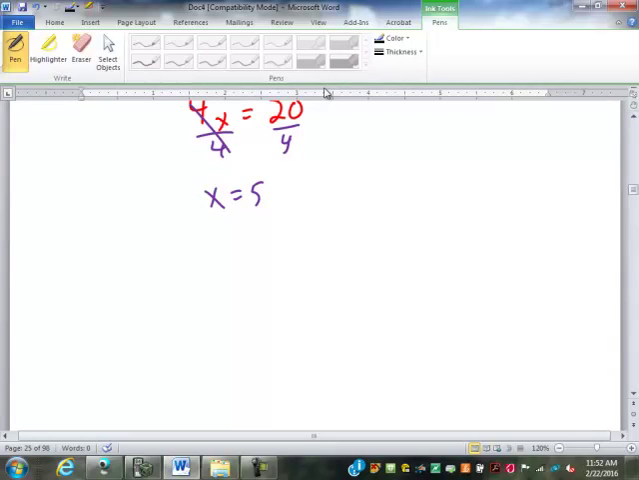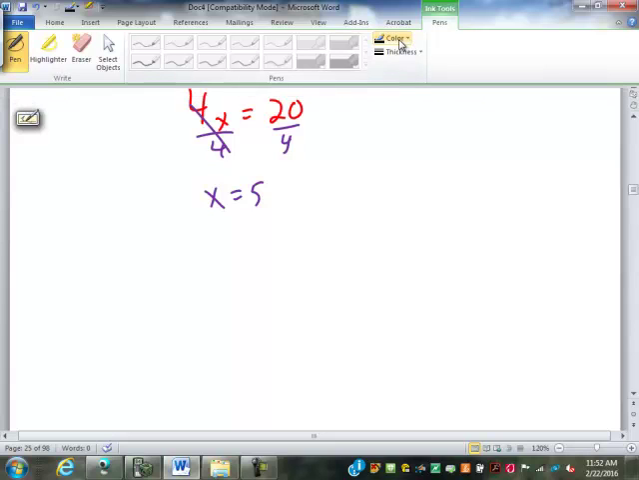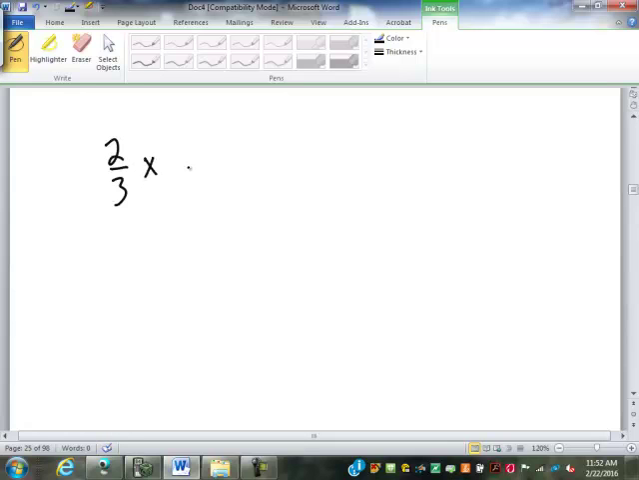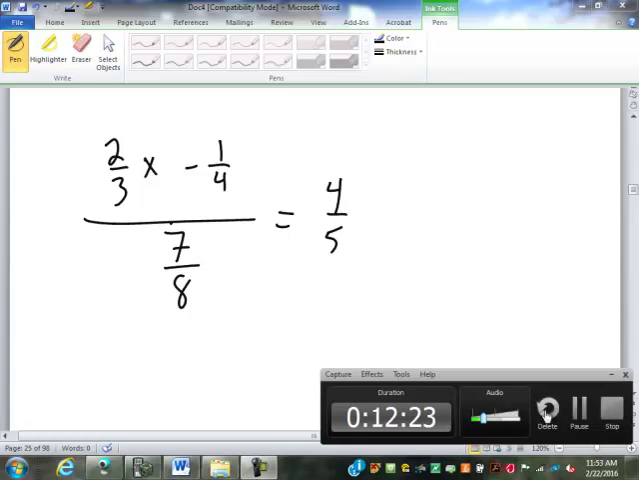So now with that in mind, combined with what we were just looking at, I've got one for you guys to try. 2/3 x minus 1/4 over 7/8 equals 4/5. Try that one in your notes quick. I'll give you a minute to figure that one out.